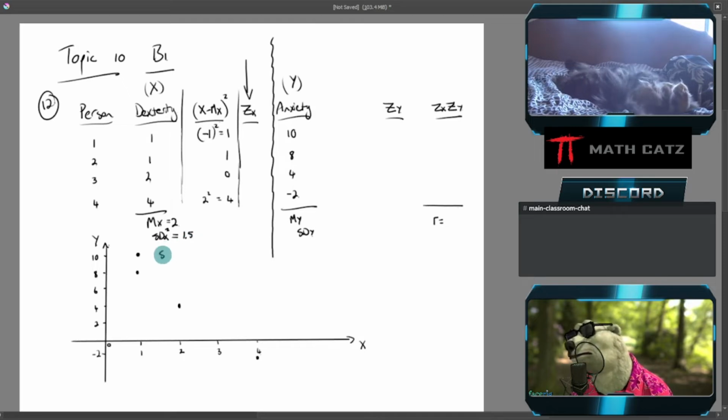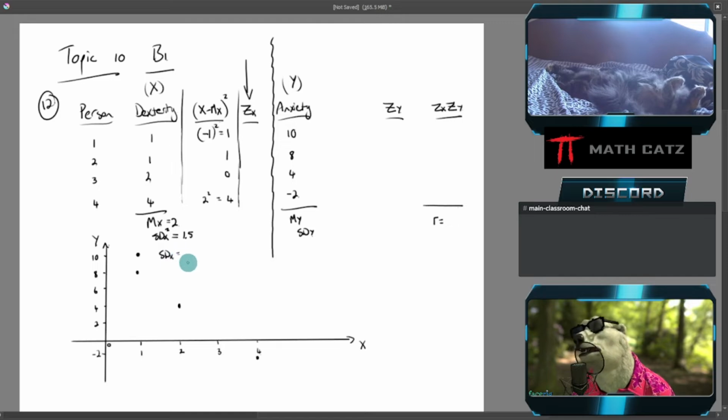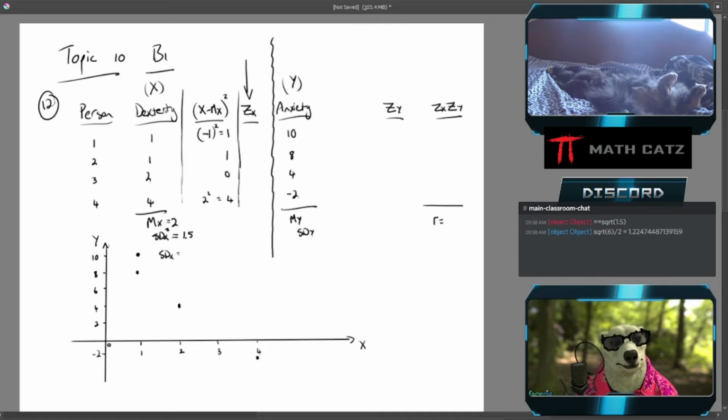I'll dip into my scatter plot graph here. So to get the standard deviation, I have to take the square root of that 1.5. So let's do that in the chat here. And we get a 1.22 rounded.